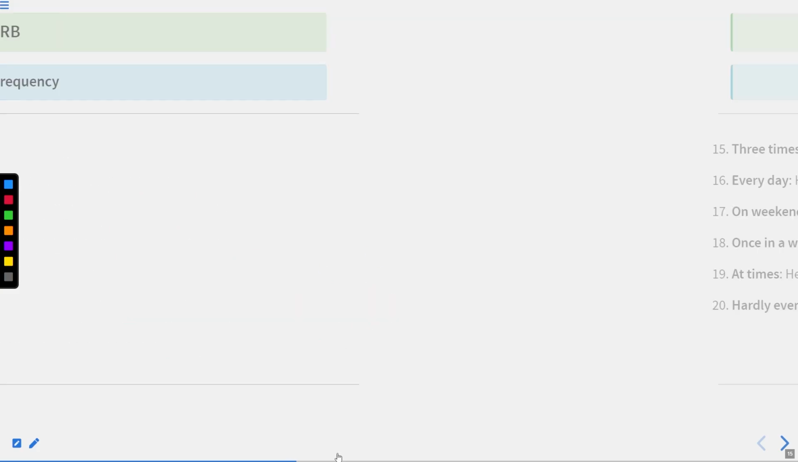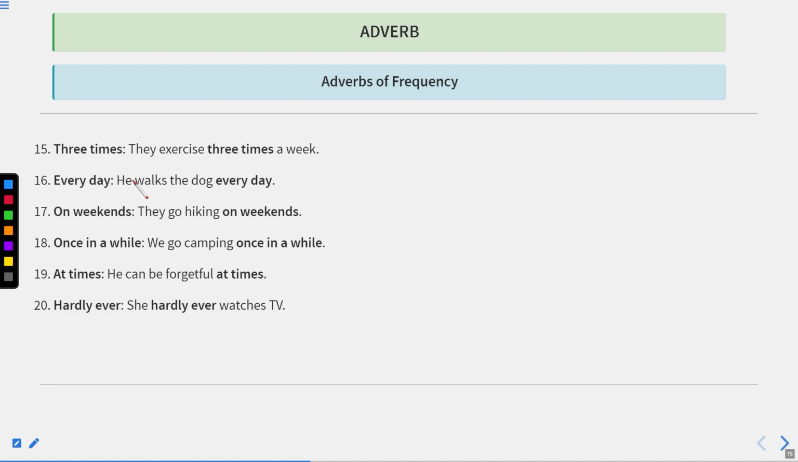Now, let us move to the next one. Here we have some more adverbs of frequency. There is 3 times. They exercise 3 times a week. Every day, he walks the dog every day. On weekends, they go hiking on weekends. Once in a while, we go camping. At times, he can be forgetful at times. Okay, he can be forgetful at times. She hardly ever watches TV.